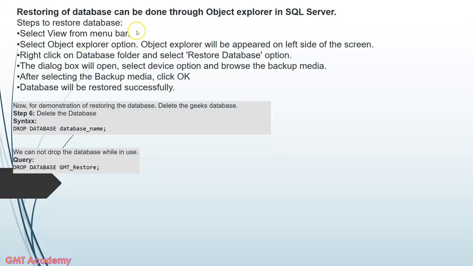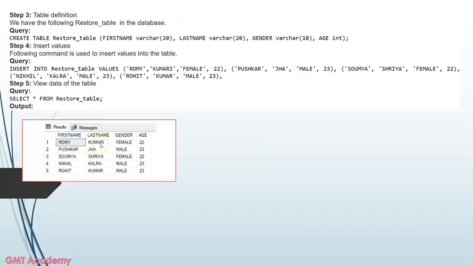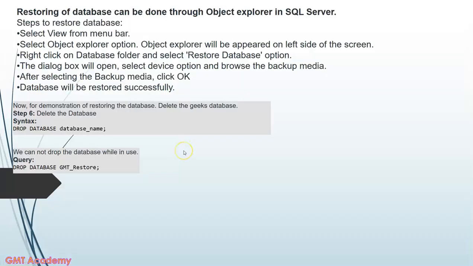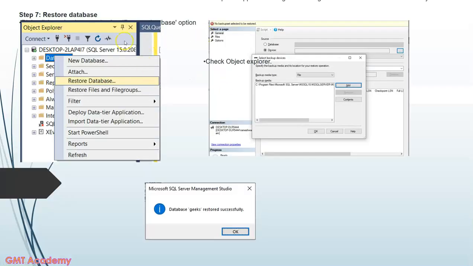Restoring a database can be done through Object Explorer in SQL. First we'll create the database, and the moment we create it, we take a backup of it. From the backup, we delete the database by using DROP DATABASE GMT restore. Then we restore it back by right-clicking the database, choosing Restore Database, selecting the original path wherever you are located, and clicking OK. It is restored automatically and you can pull the data out of it.